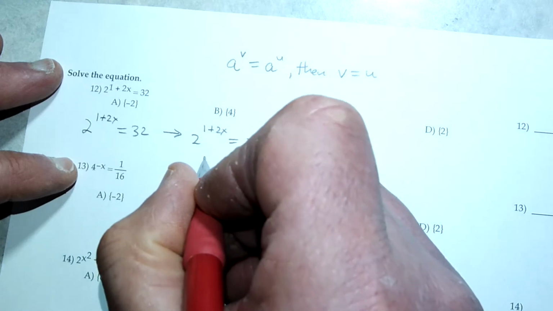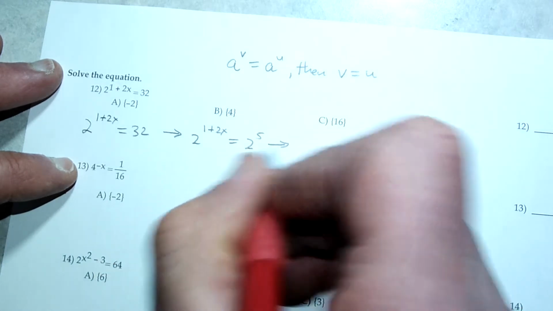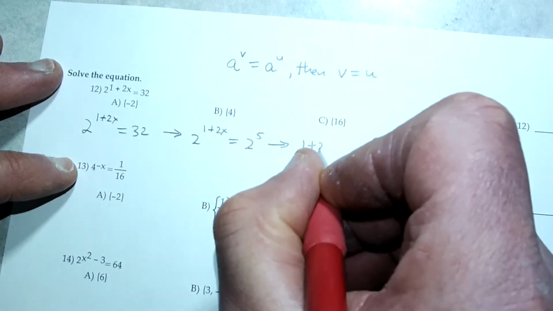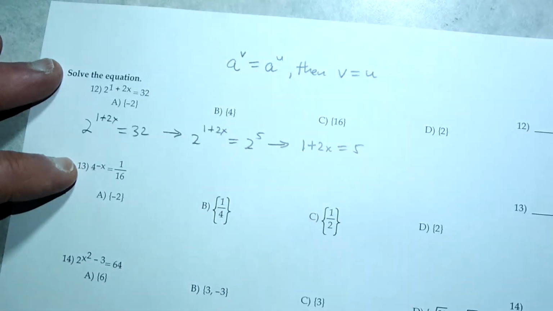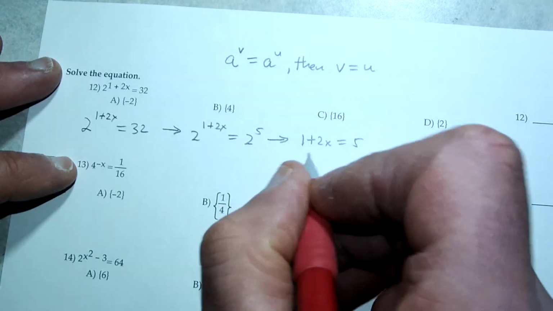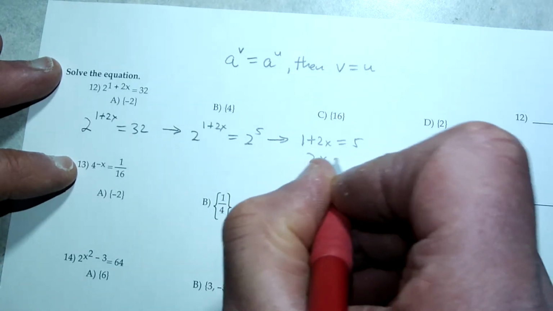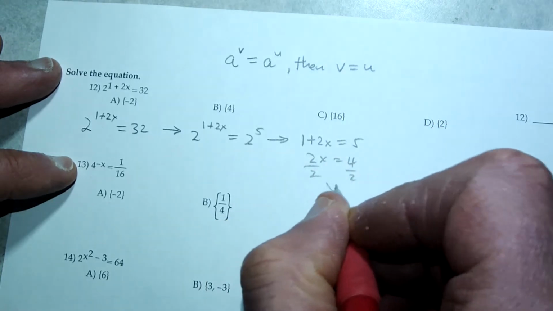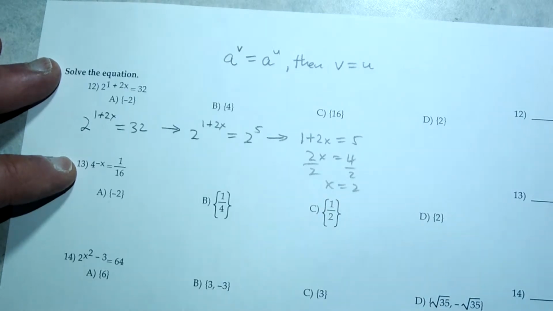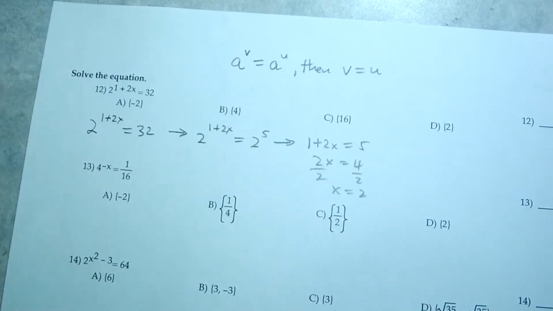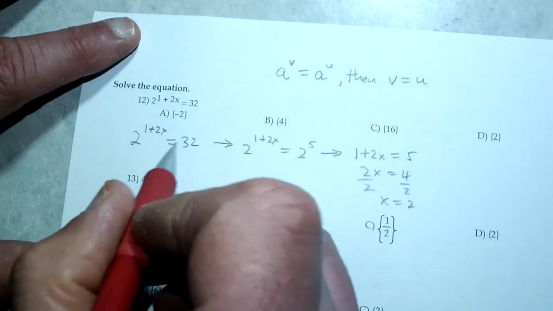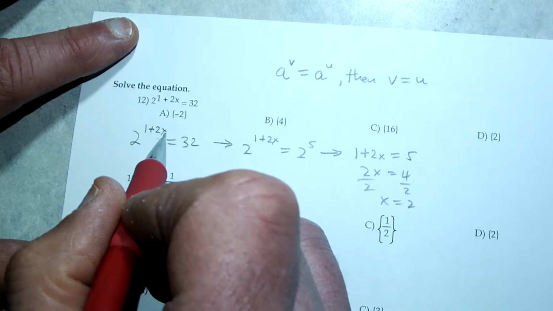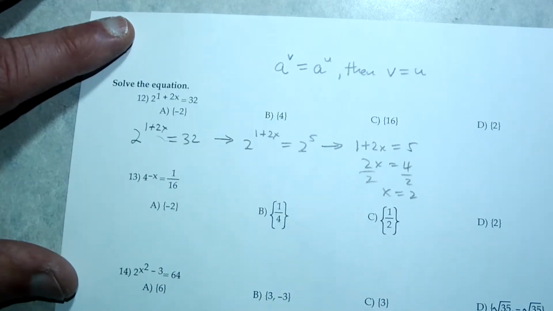And right here is that case. Because a to the v equals a to the u, we could just say that 1 plus 2x is equal to 5. And we could solve that little equation. I'll subtract 1 from both sides and divide by 2. The exponent that would cause this equation to work would be 2. If I put 2 in there, I'd get 1 plus 2 times 2 is 5, and 2 to the 5th is equal to 32.